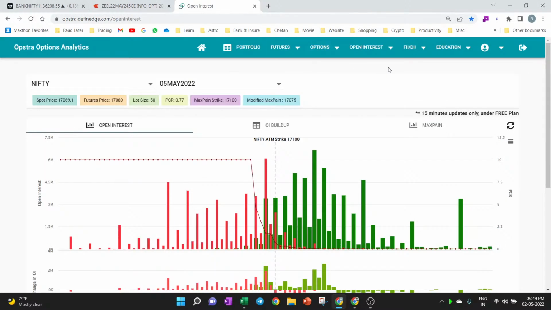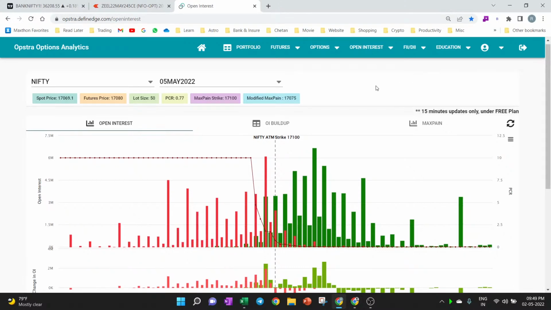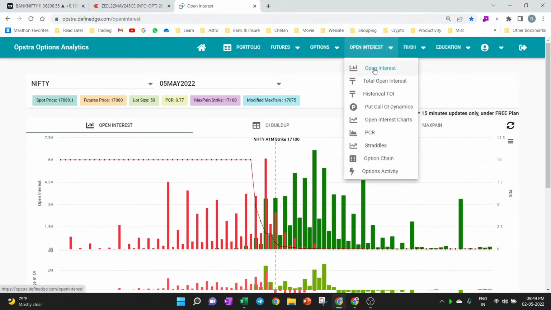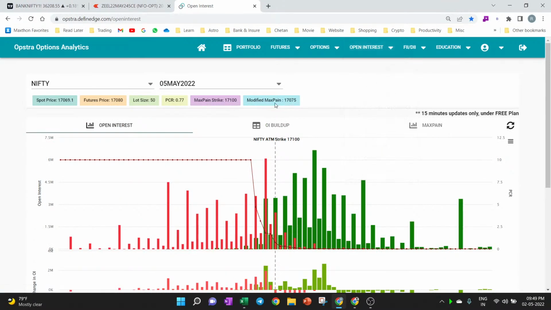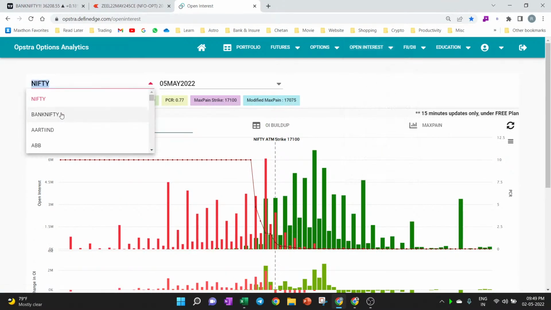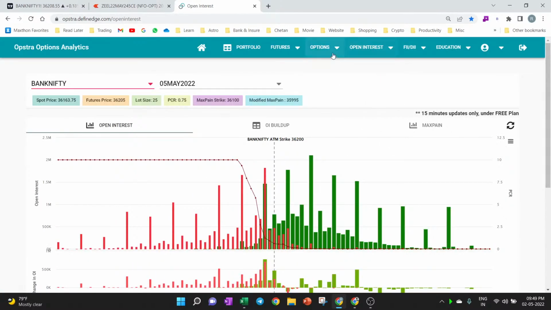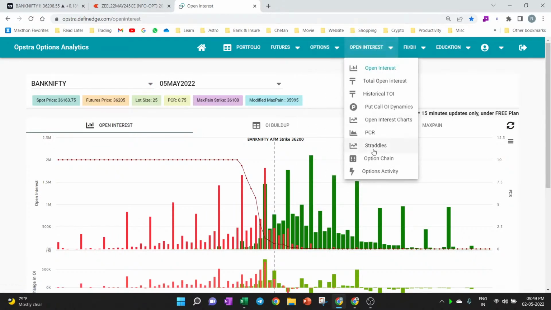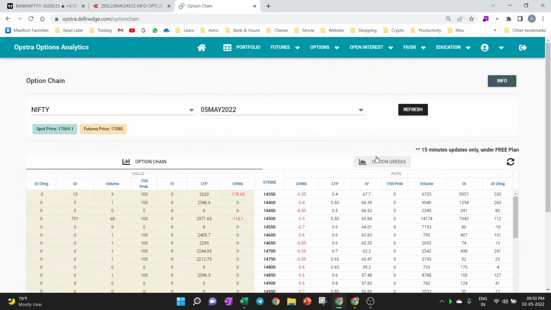Like if you see, some people are used to Definedge, Sensibull, Definedge is also there. The issue here is it is costing 1,000 rupees, no issues, but for each and everything you have to go to a different place. Like I want to see PCR, I have to go to this place here, and then go to Nifty, Bank Nifty, I can go here. Then I want to go for option chain, I have to go here, separately option chain is there. So everything you have to go to different places.